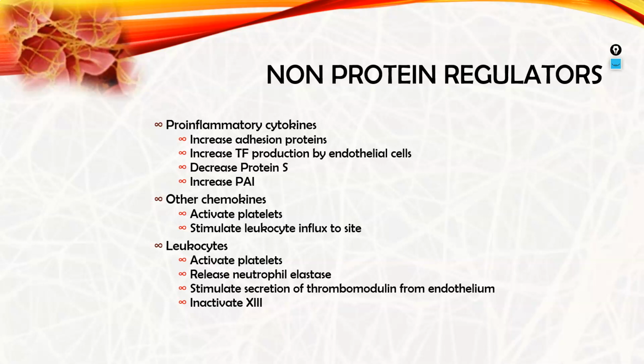There are other chemokines that we see during damage to the blood vessels. They also activate platelets, and then they send out the message to the white cells, the leukocytes, that, hey, you need to get over here, we've got a problem. Then when the leukocytes get there, they also activate platelets. They release something called neutrophil elastase. They stimulate secretion of thrombomodulin from the endothelium. That's the thing that thrombin binds to activate protein C. And they also inactivate 13. So even though we're going to see some increased fibrin production, it minimizes the amount that is stabilized by the 13.